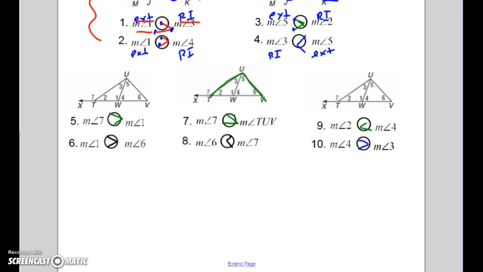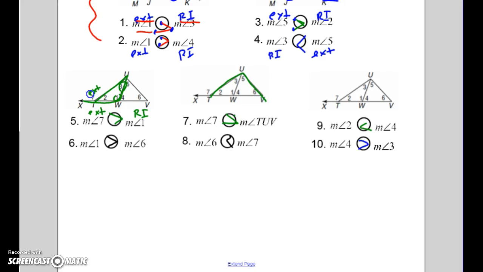Okay, now on here, you have to be careful of where it's located because we're going to have to ignore certain things. So angle 7 is absolutely on the exterior, and then they're comparing it to angle 1. So really, I'm just looking at this triangle right here. 1 and 3 are my remote interior.